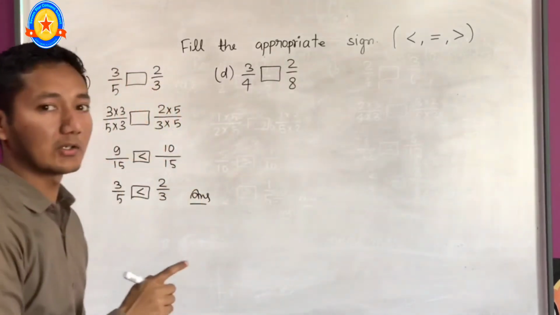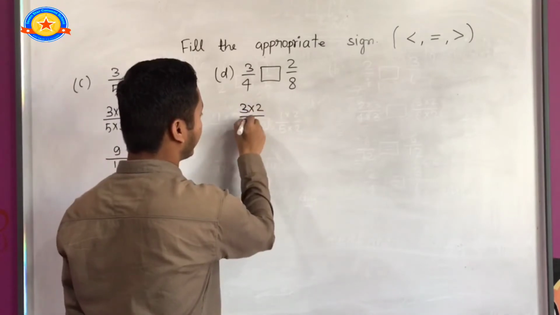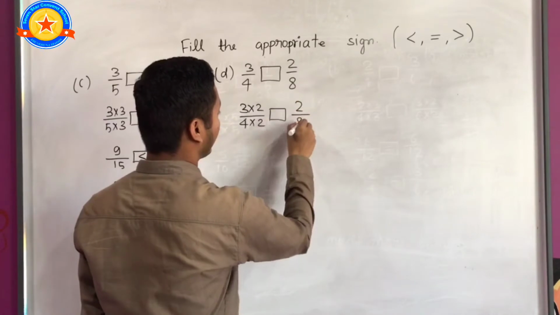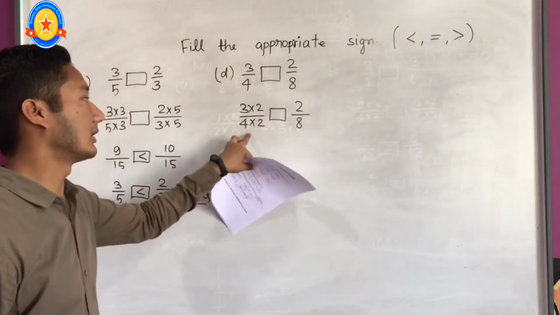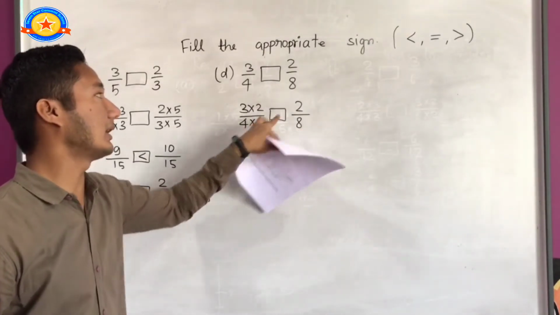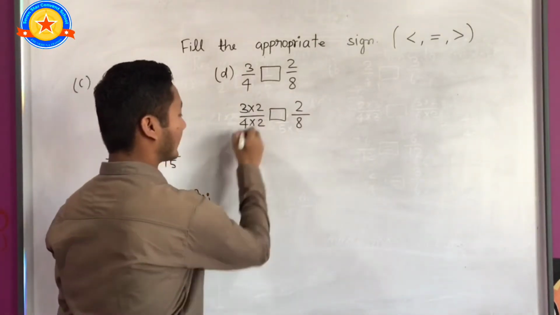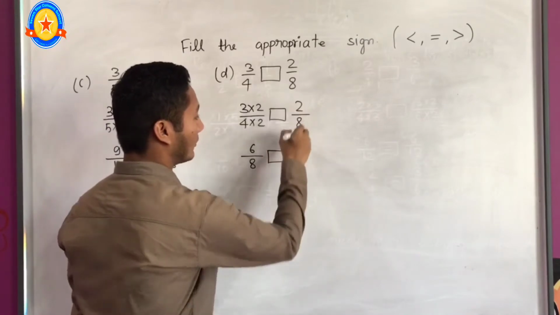Again we need to make the denominator same, that's why we need to multiply 3 into 2 by 4 into 2 and 2 by 8. Here no need to multiply because we are making the denominator same, and if we multiply 4 by 2 then it becomes 8, which is in the next fraction 8 is the denominator. Okay, 3 twos are 6, 4 twos are 8, 2 by 8.